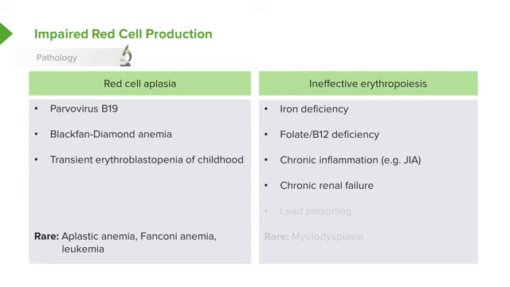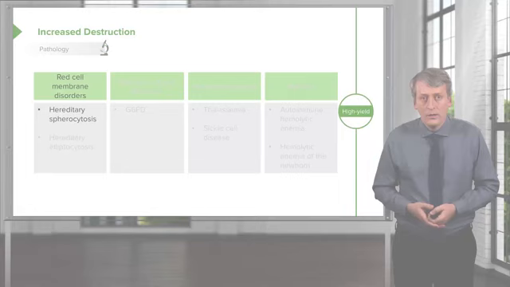Chronic renal failure can decrease EPO production, and thus there will be ineffective erythropoiesis. And lead poisoning can interfere with red cell production and cause an ineffective erythropoiesis. Very rarely, patients may have a myelodysplastic syndrome.